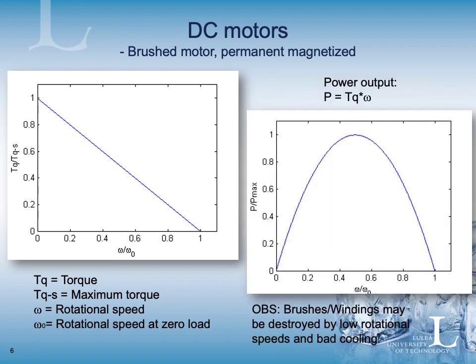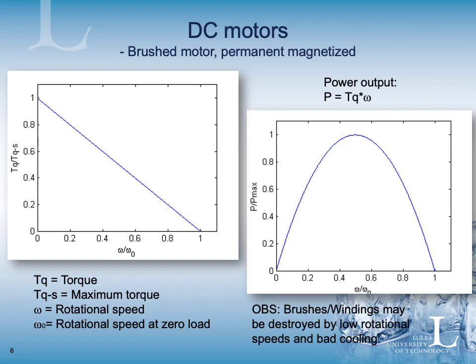If you look at the power output, obviously the power output is 0 when the rotation speed is 0, because the power output is torque times rotational speed. This means that the maximum power is at 0.5, 50% of the maximum rotational speed.